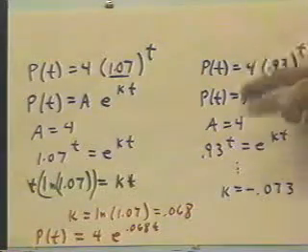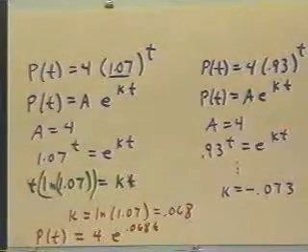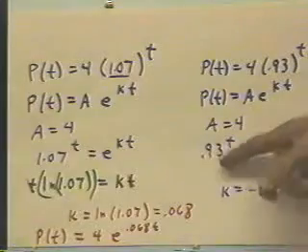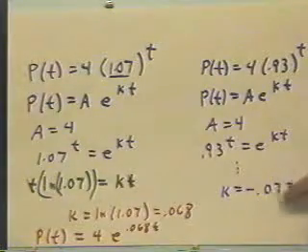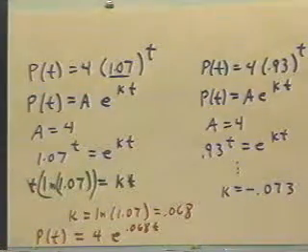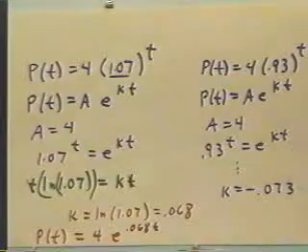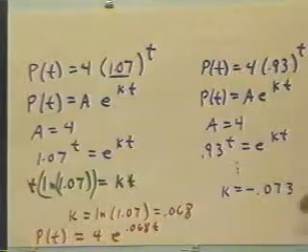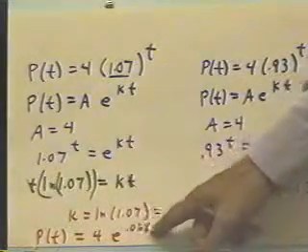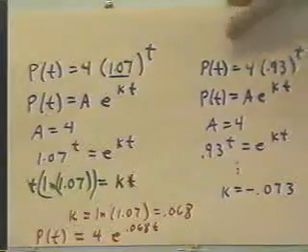Again, we let a equal 4, and e to the kt we set equal to 0.93 to the t, and we solve in exactly the same manner. The natural log of 0.93 is negative 0.073, so that k is going to be negative 0.073, reinforcing the idea that for exponential decay we do get a negative exponent. I didn't write out the final form, but it would be very much like this. p of t equals 4e, and instead of 0.068t we would have the negative 0.073t.